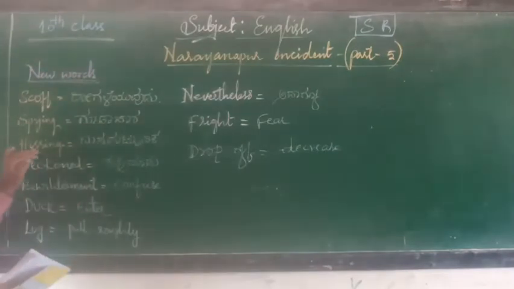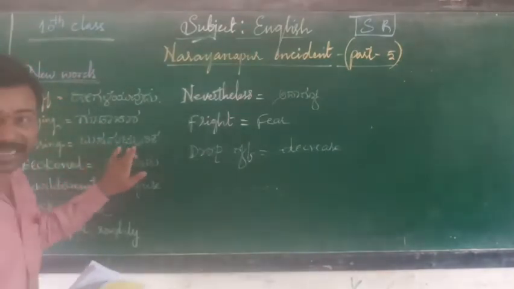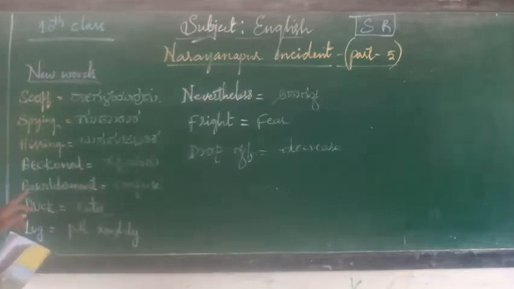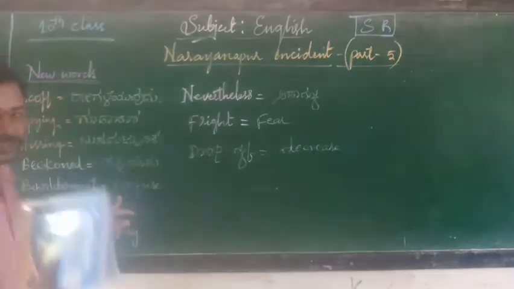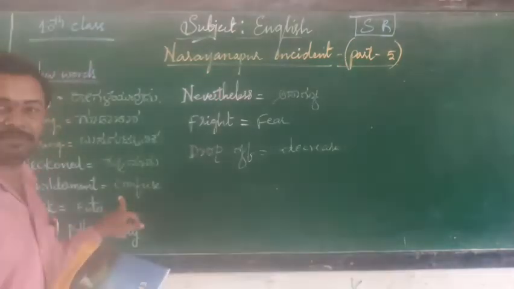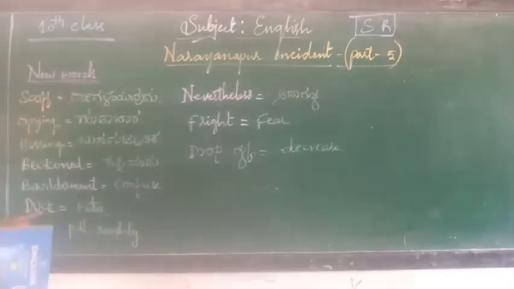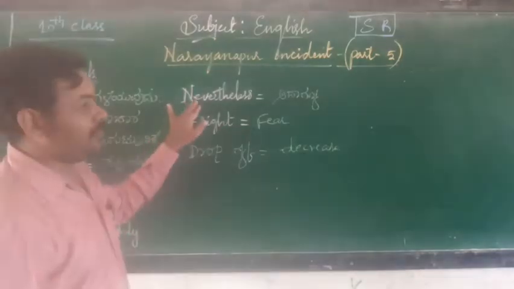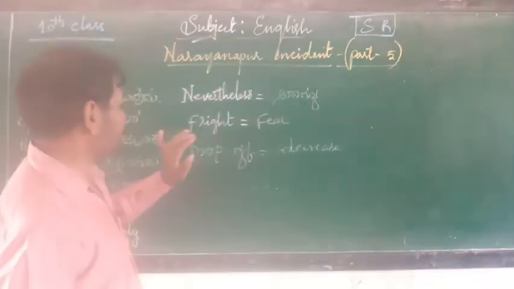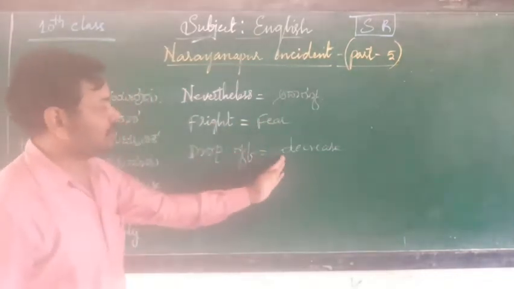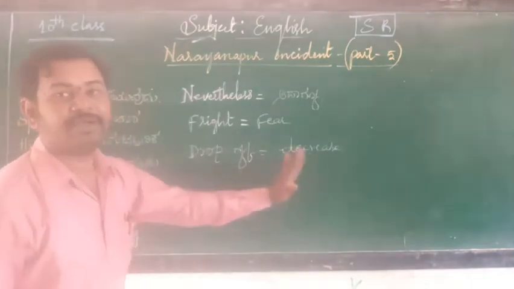And then hissing sound. ಬುಸುಗುಟ್ಟುವಿಕೆ in Kannada. And then beckoned. ಸನ್ನೆ ಮಾಡುವುದು. And then bewilderment. Confused state. Bewilderment means confused state. ಗೊಂದಲಮಯ ಭಾವಗಳು. And then duck, enter. Then lug, pull roughly. Nevertheless, ಆದಾಗ್ಯೂ. And then fright, fear. Drop off, decrease.